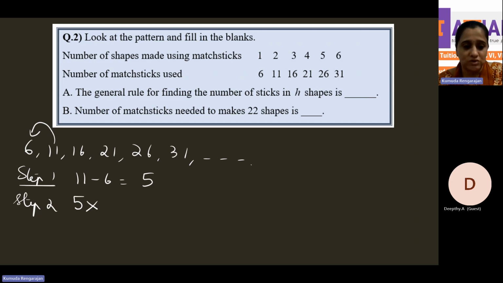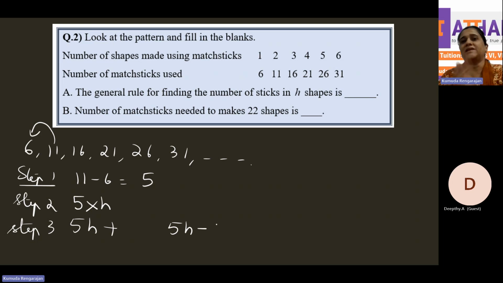Now step 2 is, the difference into a variable, any variable, but here they are asking you to use h, so you should use h. That's the second step. But this is not the rule. Wait, we haven't finished the rule. Step 3 will be this 5h which you got in step 2 plus something, or it will be 5h minus something. Now you should identify that. Is it 5h plus something or minus something?